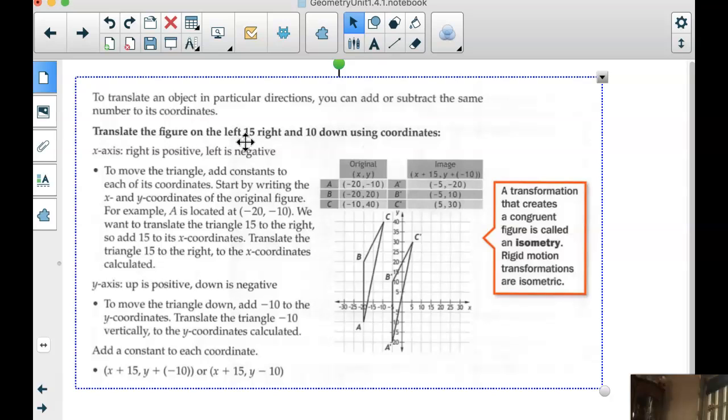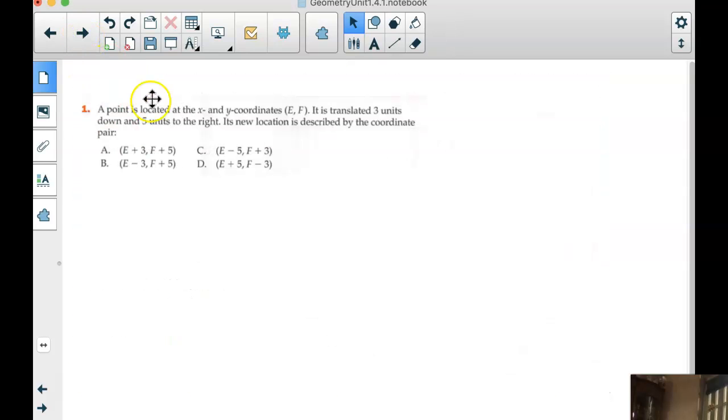And notice what they did. They didn't do it by ones here. I hate when they do that. 15 spaces to the right and 10 down using coordinates. So basically, we're going to add 15 to the X and subtract 10 from the Y. That's all we're doing. Okay, no stress.